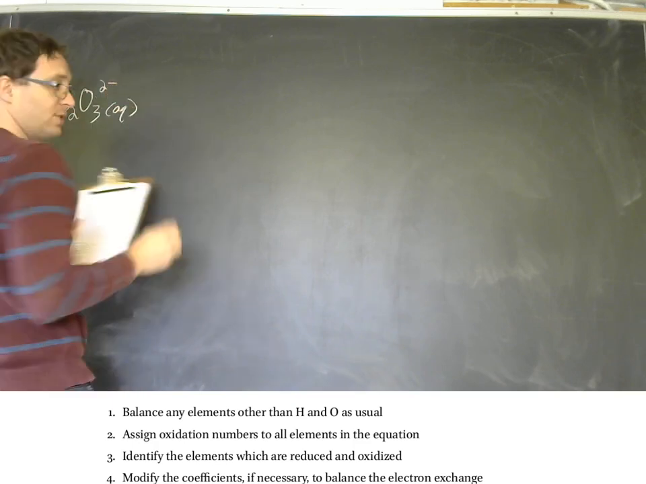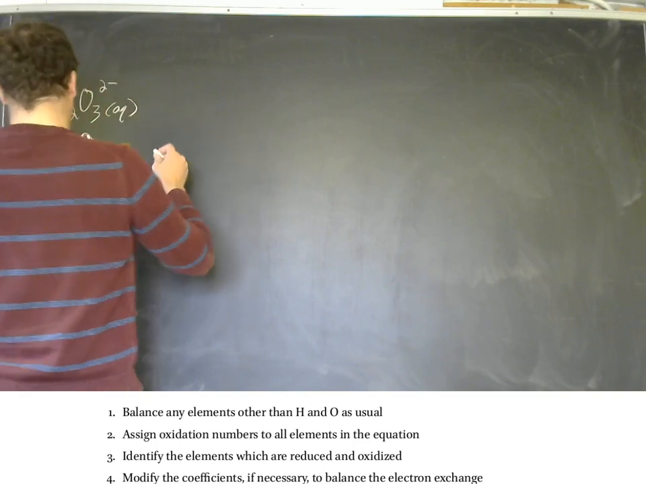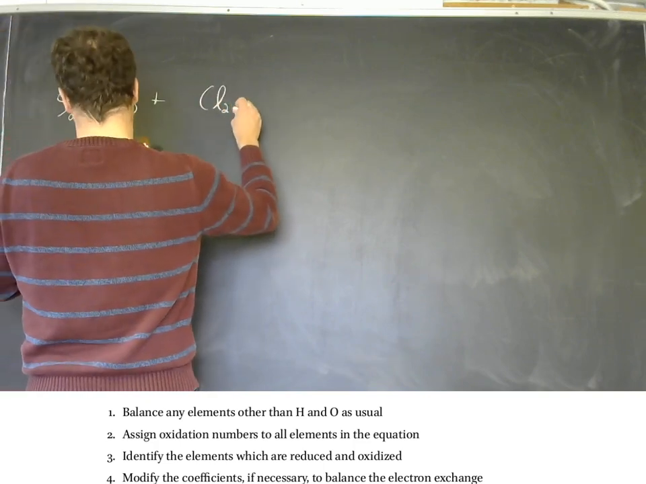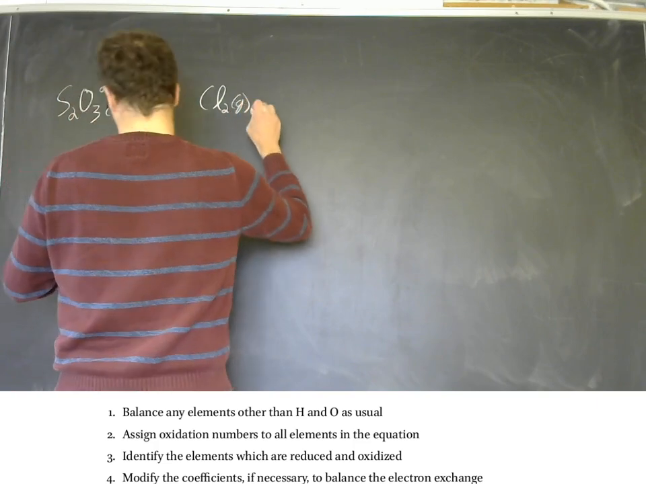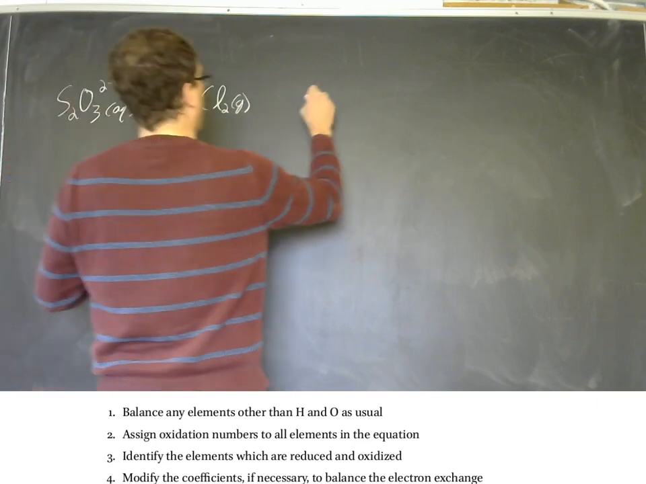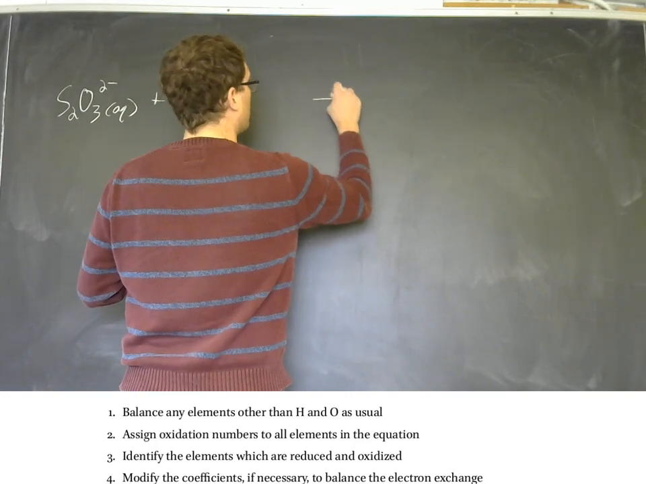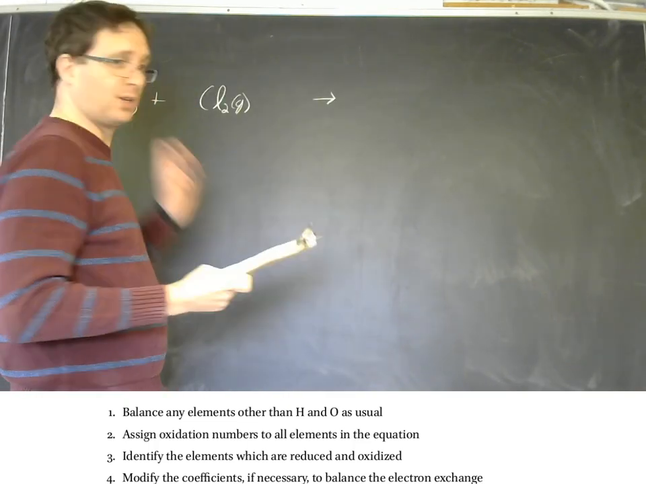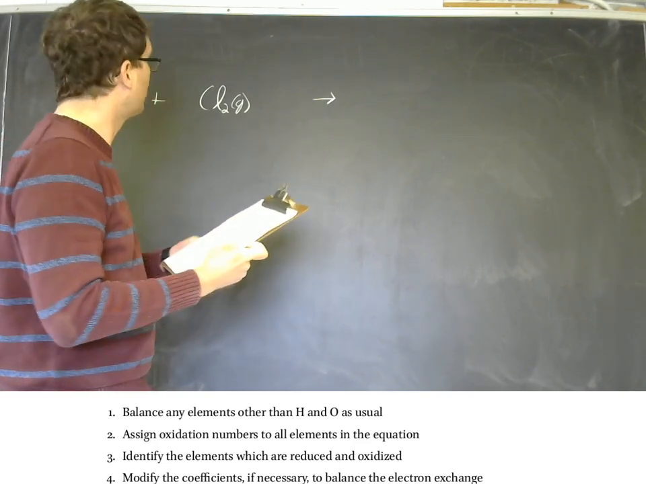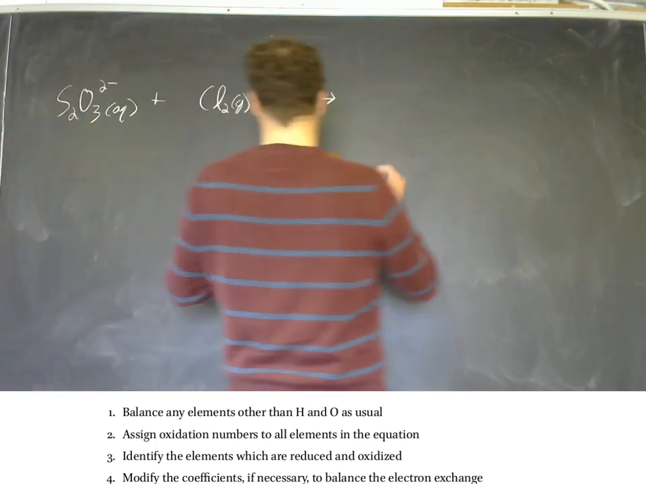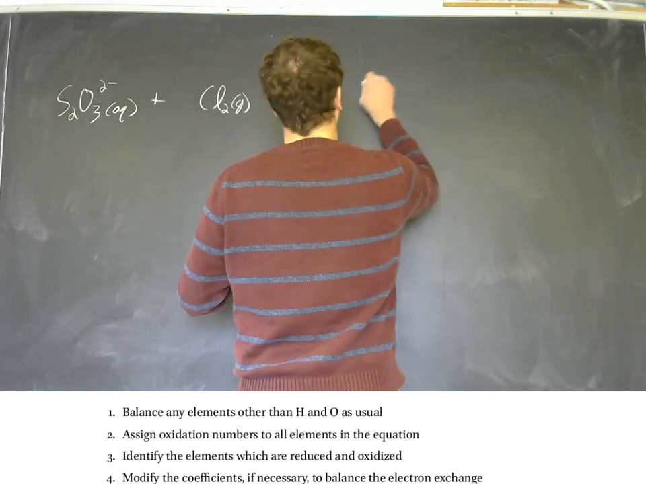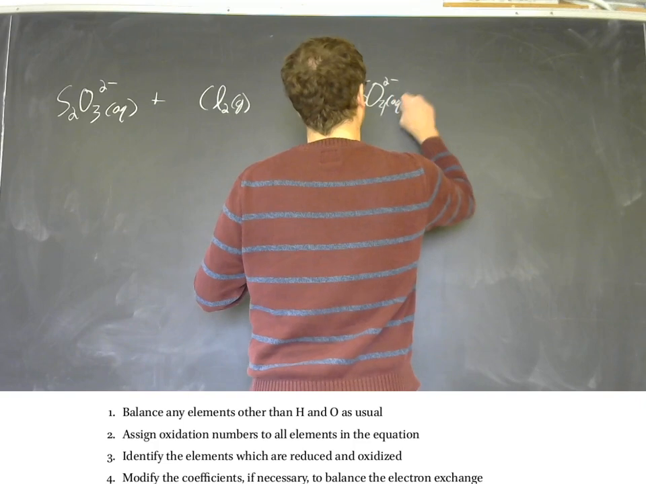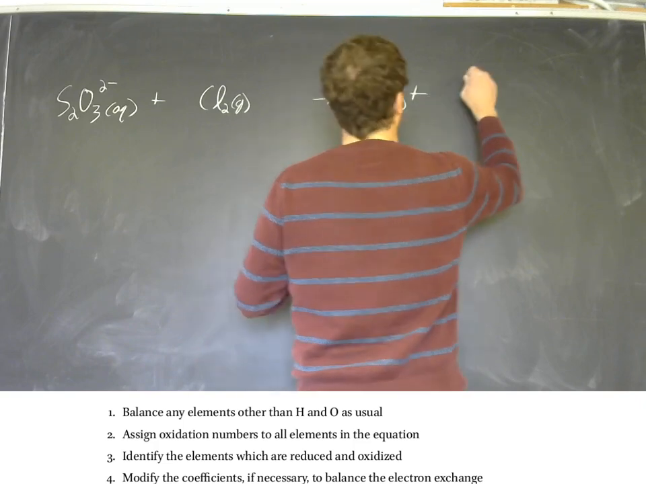So S2O3 2 minus plus Cl2 gas. And I'm going to leave some space here because we may have either H plus or water that is also going to be on the reactant side. So I'm going to leave a little bit of room there. And then that's going to form sulfate, SO4 2 minus, aqueous, and Cl minus.